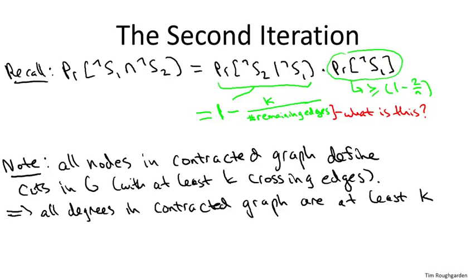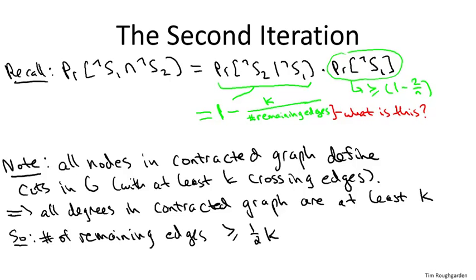So just like in the first iteration, now that we have a lower bound on the degree of every single vertex, we can derive a lower bound on the number of edges that remain in the graph. The number of remaining edges is at least 1/2 times k times the number of vertices, because when you sum over the degrees of the vertices, you double count the edges, and we just argued that each degree is at least k in this contracted graph. And we know there are exactly n minus 1 vertices left in the graph.